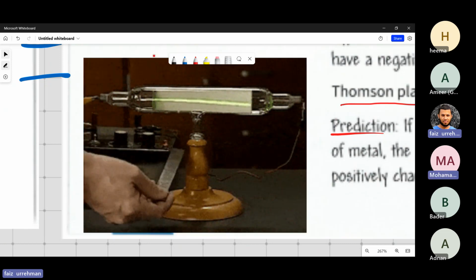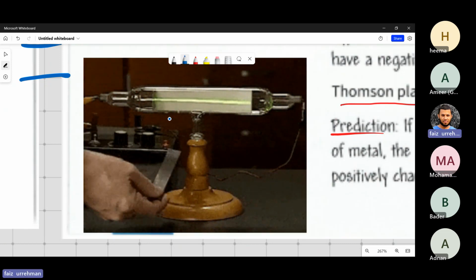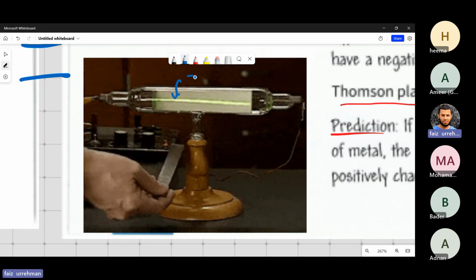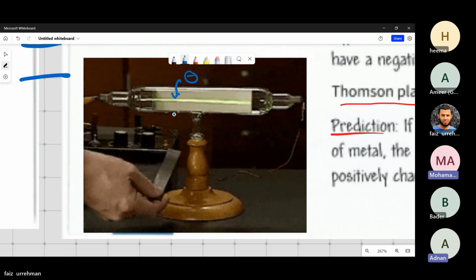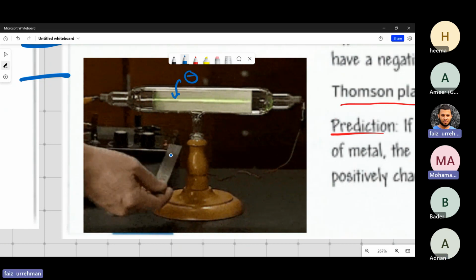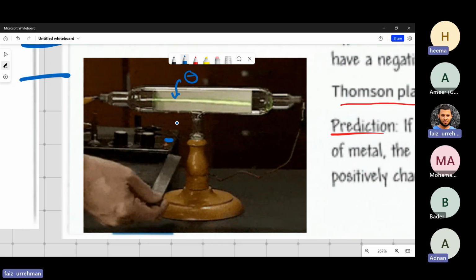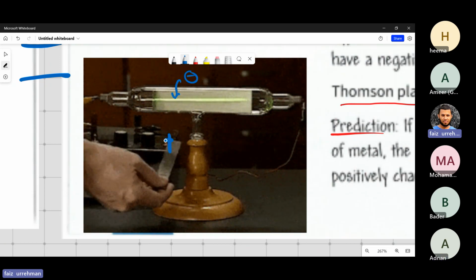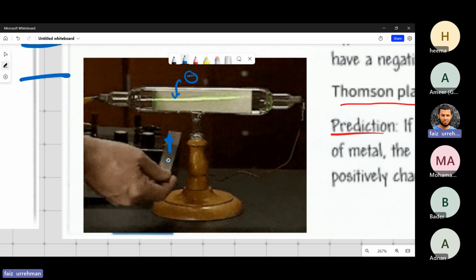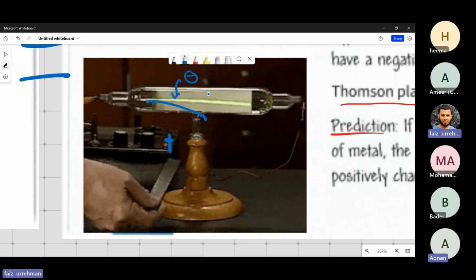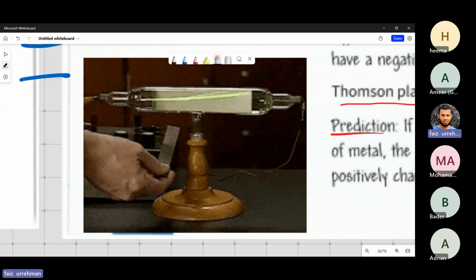If something is going away from the metal, what is the yellow thing, positive or negative? Cathode ray, negative. So both of them are negative. This cathode is also negative. That's why they are repelling each other. But if this electrode was positive, what would happen? They would come towards it.